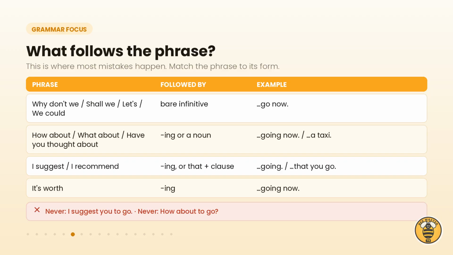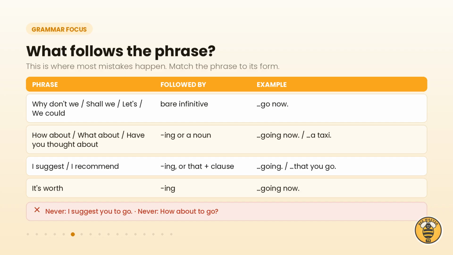Let's put that in one place because this is where most mistakes happen. Why don't we, shall we, let's, and we could all take the bare infinitive: go now. How about, what about, and have you thought about all take the ing form or a noun: going now, or a taxi.